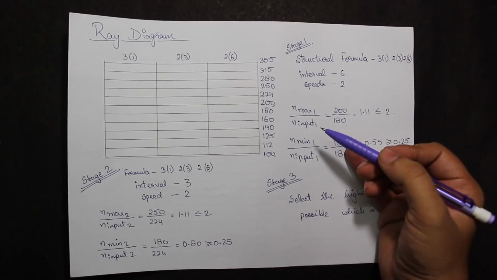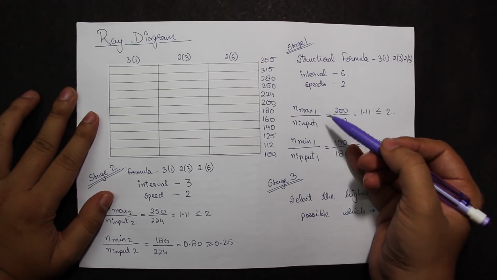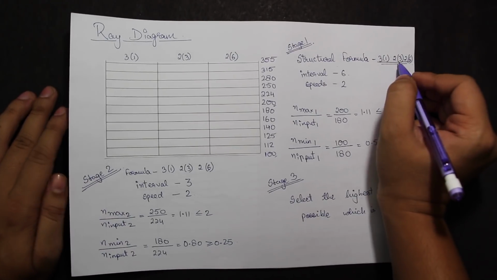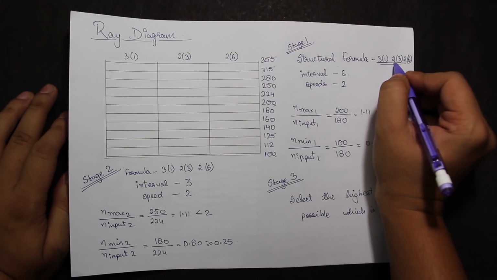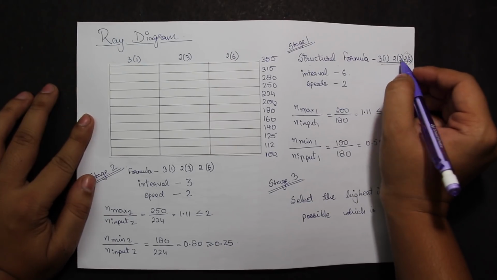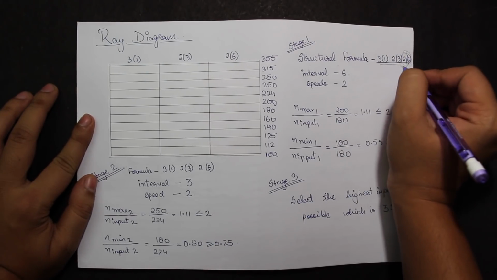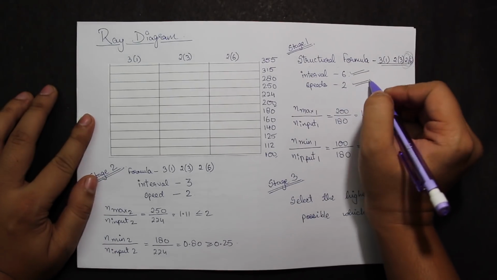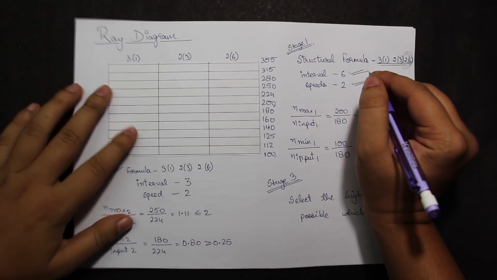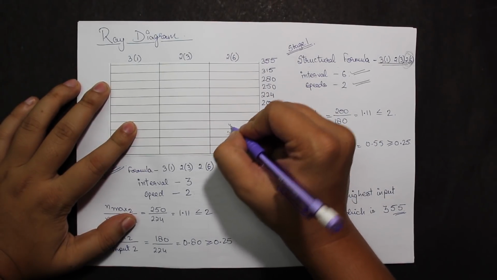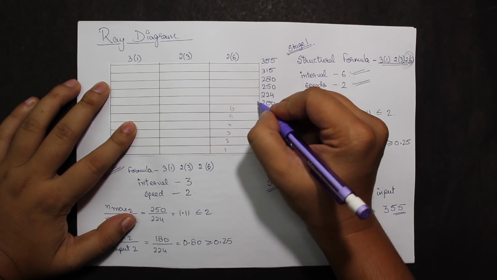For the ray diagram, I need the structural formula. A 12-speed gearbox would have the structural formula as 3 times 1, 2 times 3, and finally 2 times 6, which counts to be 12. So in the first part, that is 2 and 6, I have 6 intervals and 2 speeds. My first speed would be 100 and, counting 6 intervals, 1, 2, 3, 4, 5, 6, my next speed would be 200.